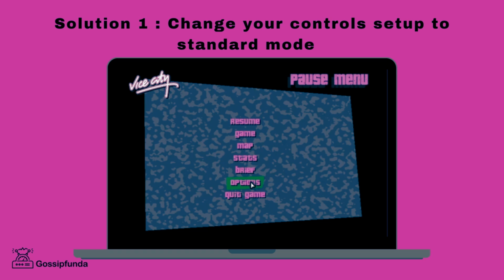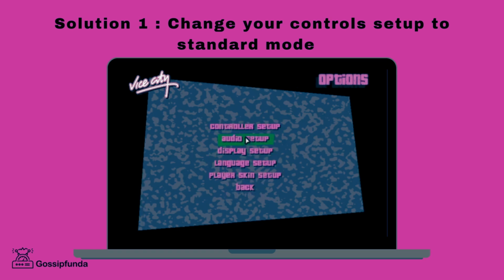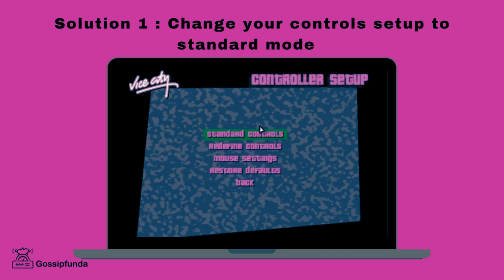For this, you need to first go to the menu, for which you need to click on escape button. Then click on the options tab. Over here, you need to go to the controller setup. Once you click on the controller setup, you have to click on the standard controls. So basically you have to change the classic controls into standard controls.